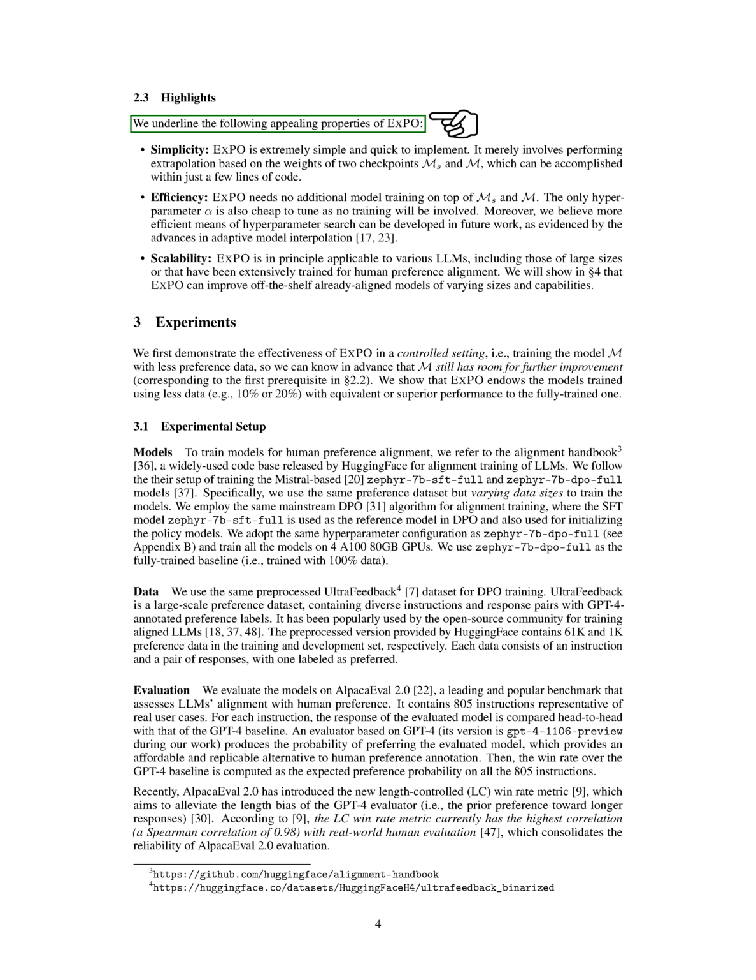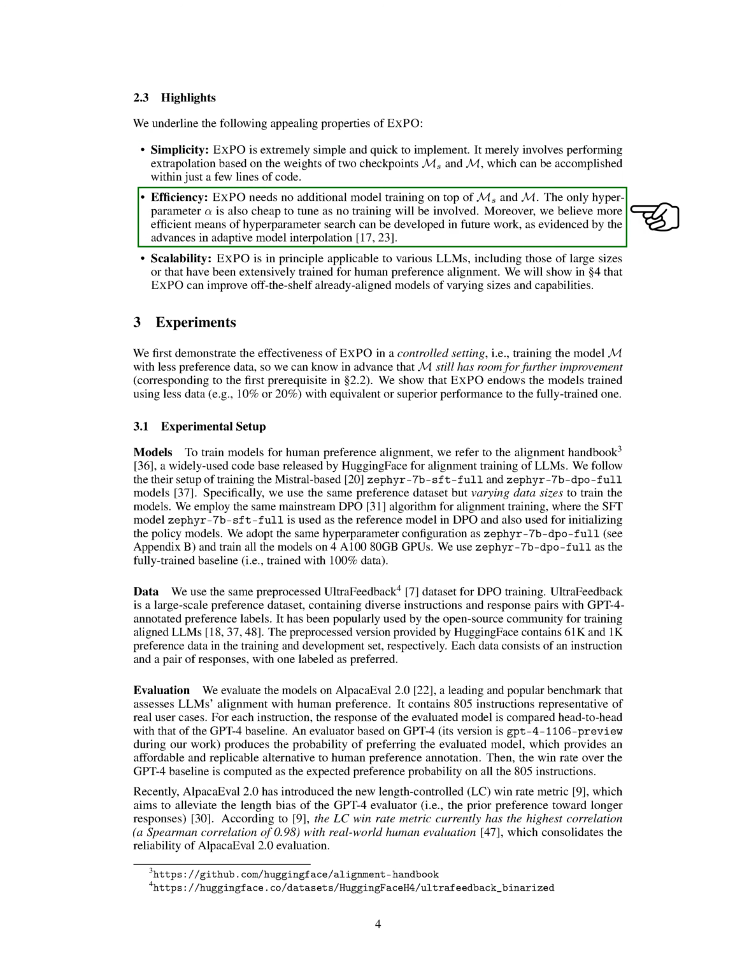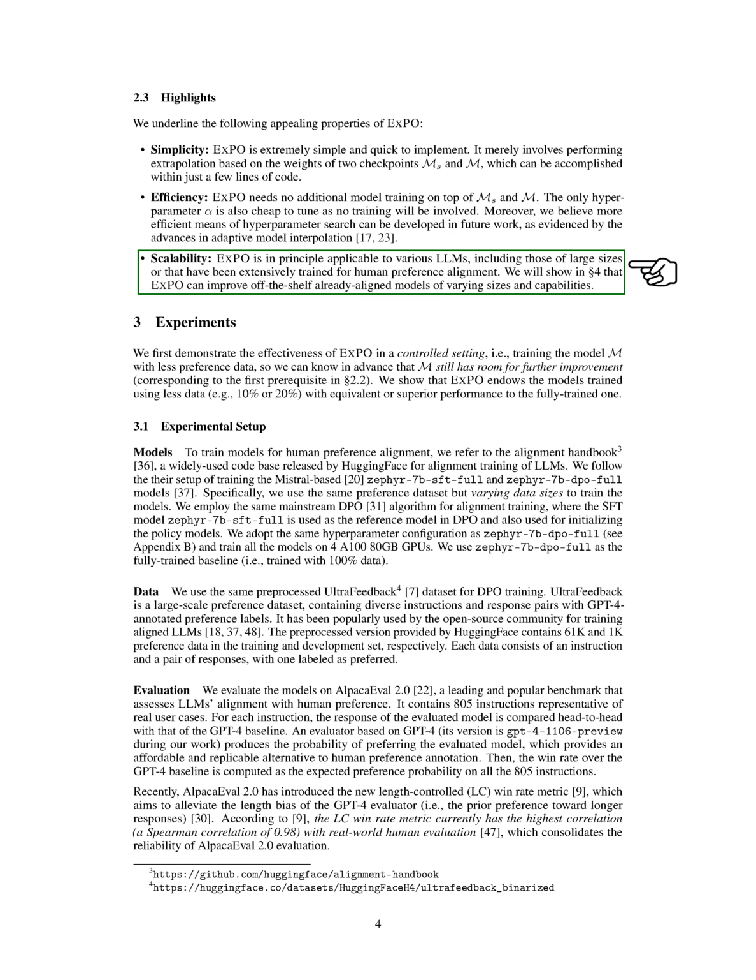We highlight the appealing properties of EXPO: simplicity, efficiency, and scalability. EXPO is simple to implement and quick, involving extrapolation based on the weights of two checkpoints. It does not require additional model training beyond the checkpoints, and tuning the hyperparameter alpha is straightforward. EXPO can be applied to various large language models, including those extensively trained for human preference alignment.